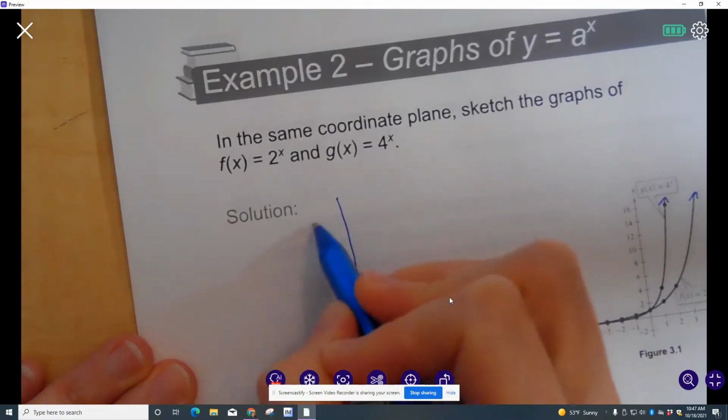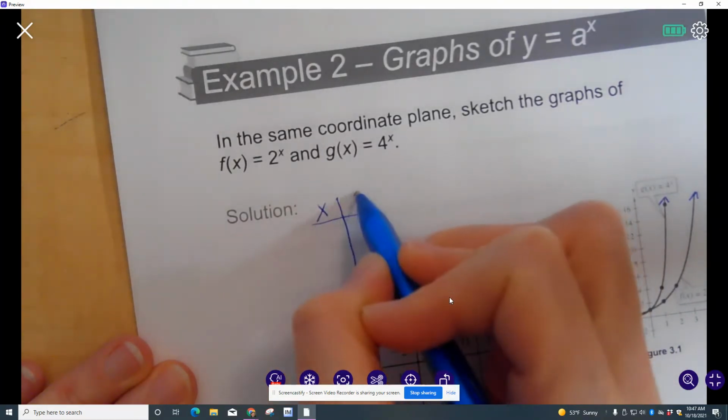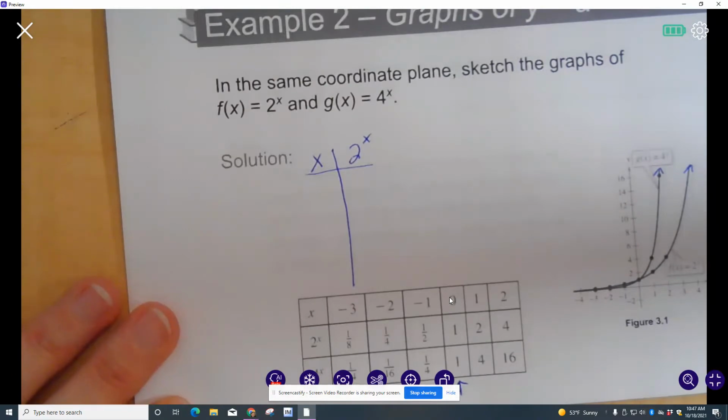Now I'm just going to do this for one. I want to do a quick table of values here.